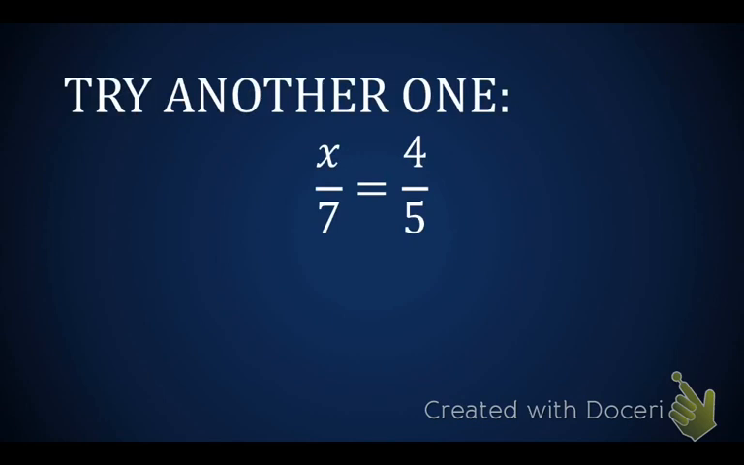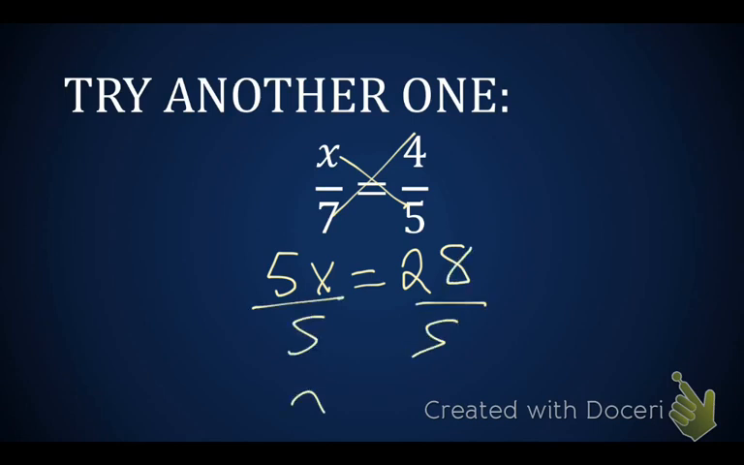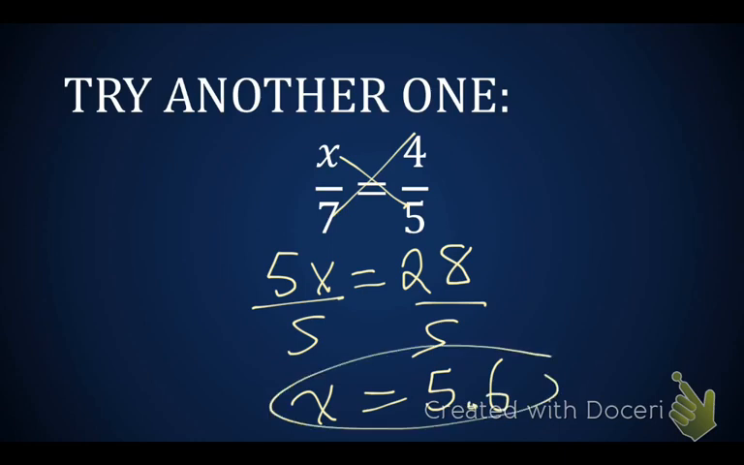Okay, I want you to pause the video and try one more. Great. You should have done the cross products. When you do it, you would get 5x equals 28. Divide by 5, divide by 5. x equals, well, if we write 28 over 5, we don't really know what that means. So for a proportion, you need to make sure you're putting it into a decimal. 28 divided by 5 is 5.6. So in order for this to be a true statement, x has to be 5.6.